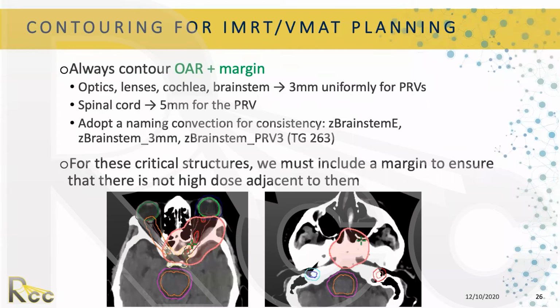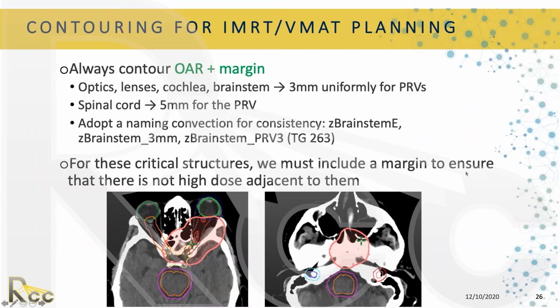So in general, for ORs, we said that we always want to contour ORs with margins. For example, here you can see this brain. It's a brain case. The target is the pink volume here. And we have created expanded structures around, for example, the brainstem, which is in orange. We created an expanded structure with a 3 millimeter margin around the brainstem, which is in magenta color.